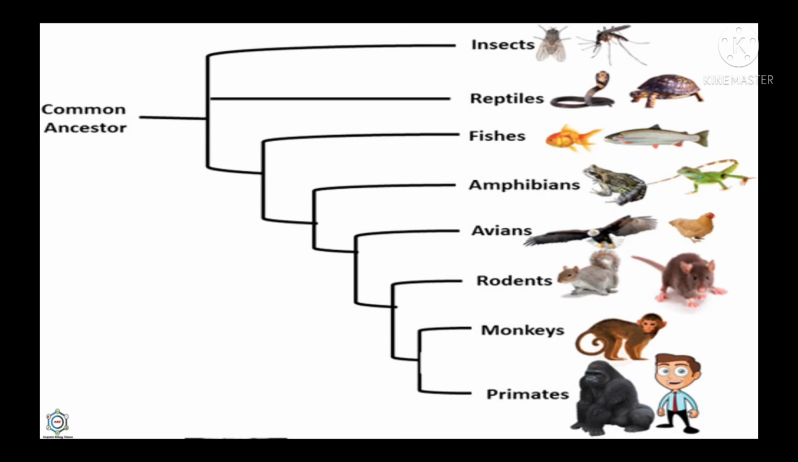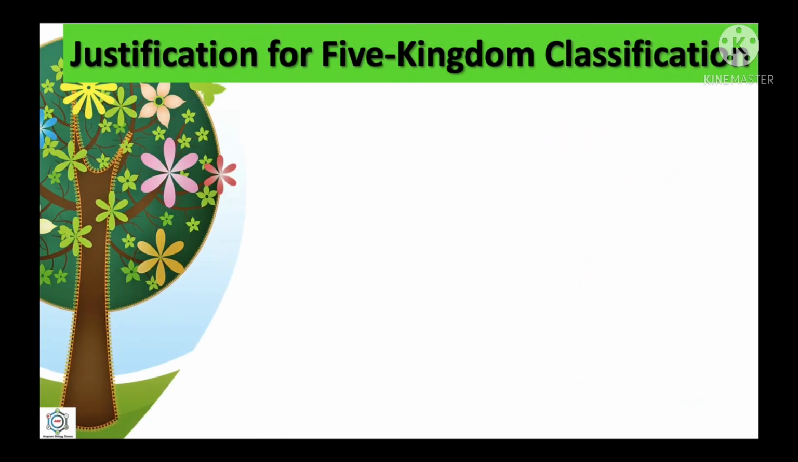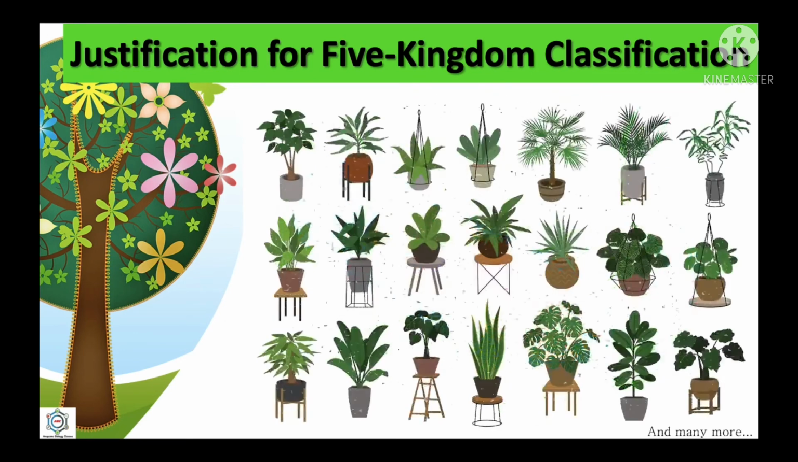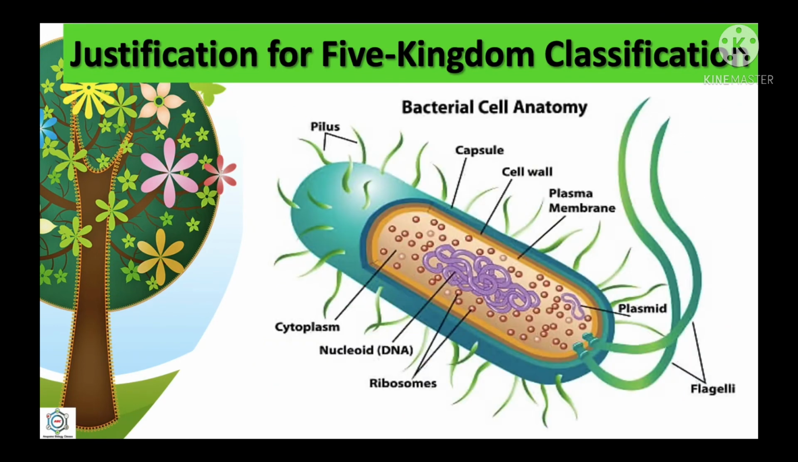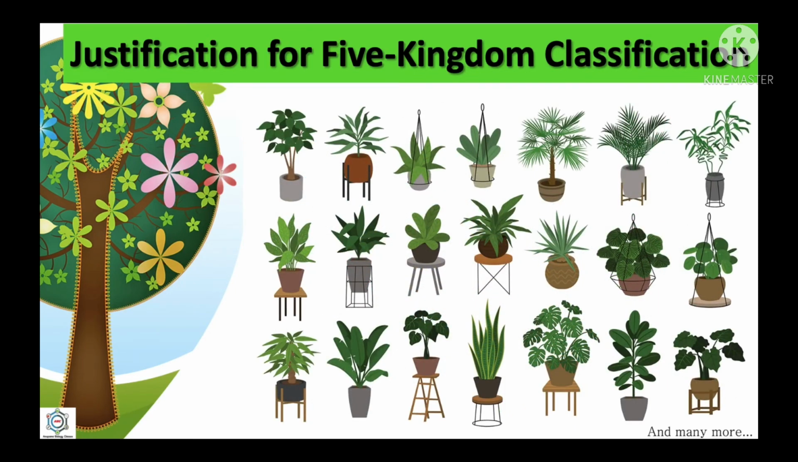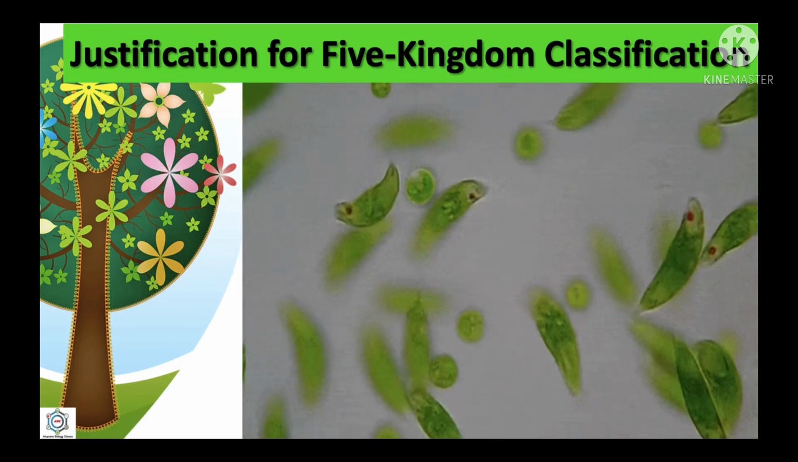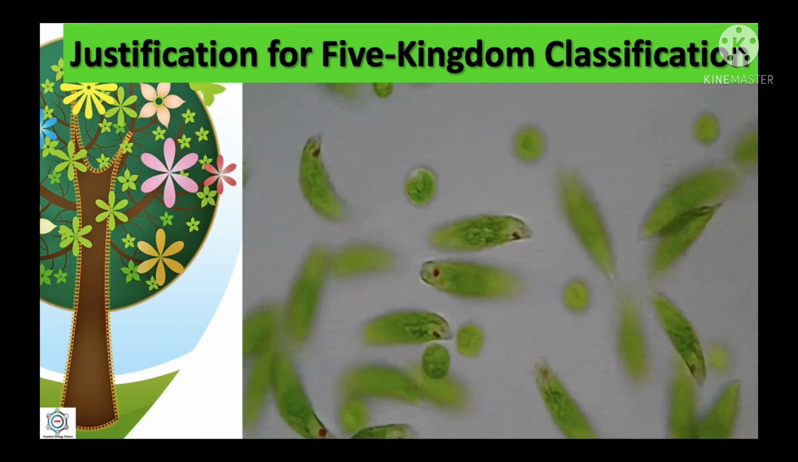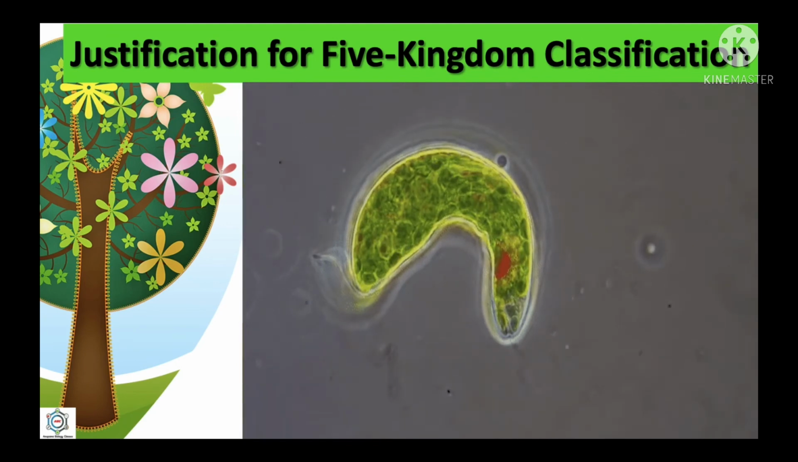So this is all about the factors of the five-kingdom system of classification. Now, what is the justification for five-kingdom classification? Separation of the prokaryotes from the plants. So these are the plants and this is the prokaryote, which is the bacterial cell, into an independent kingdom Monera is fully justified because they differ from all other organisms in their morphological and physiological organization. Some unicellular eukaryotes such as Euglena had earlier been included both in plants and animals. Grouping of unicellular eukaryotes into a separate kingdom, Protista, has eliminated this anomaly.